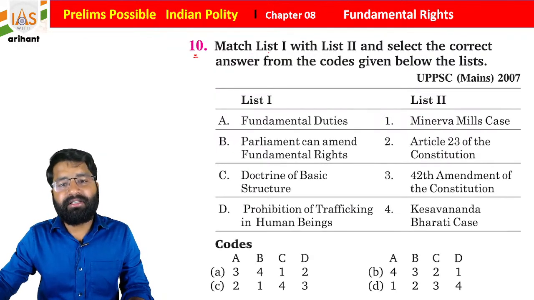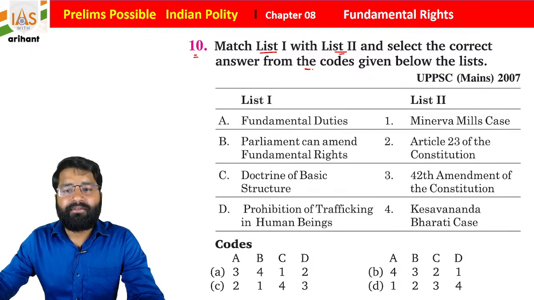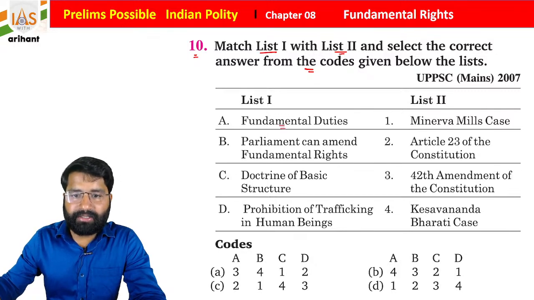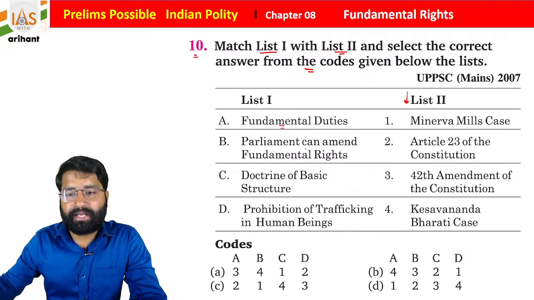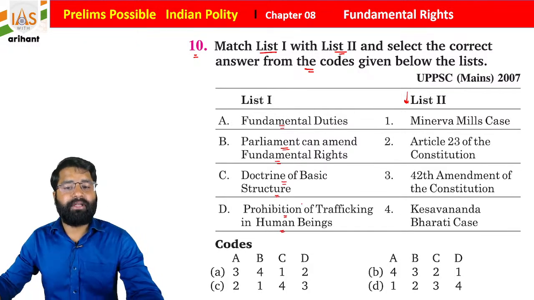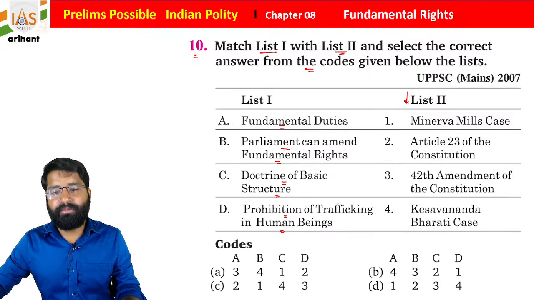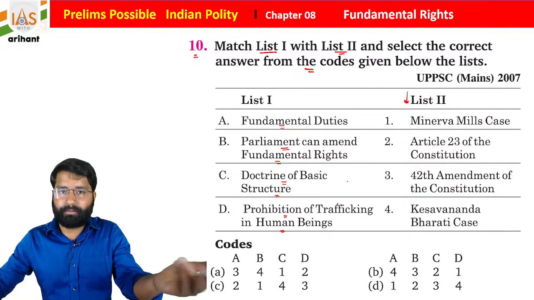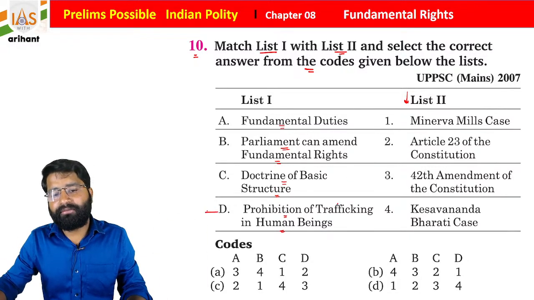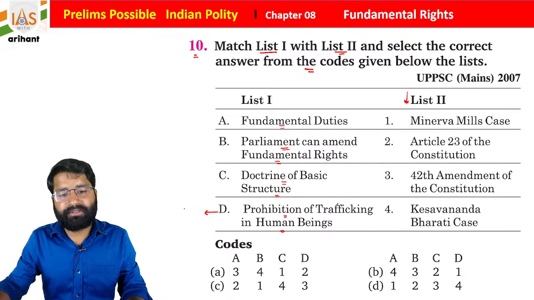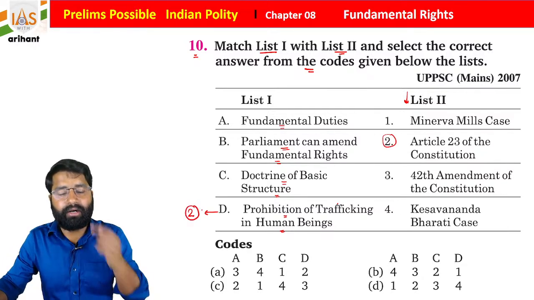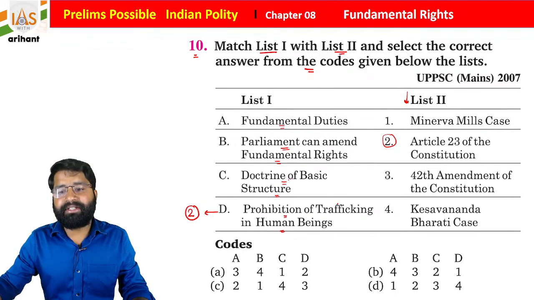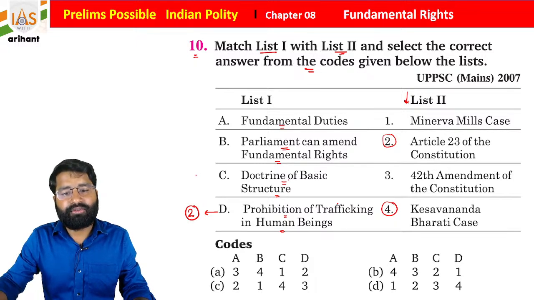Now you have to match list 1 with list 2 and select the correct answer from the code given below the list, students. List 1 has fundamental right and fundamental duty, and in list 2, students, there were some important cases as well as amendments. Parliament can amend the fundamental right, doctrine of basic structure, prohibition of human trafficking and forced labor. We can start from any place, from top to bottom or bottom to top. Prohibition of human trafficking and forced labor is included under Article 23. So we will match with list 2, statement 2. Doctrine of basic structure was introduced in the Kesavananda Bharati case. So C4.